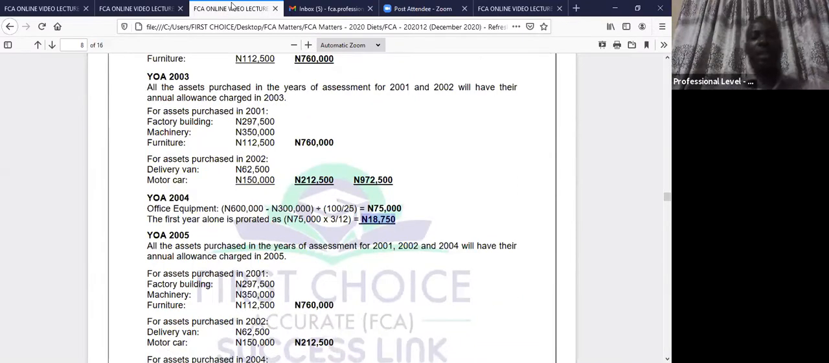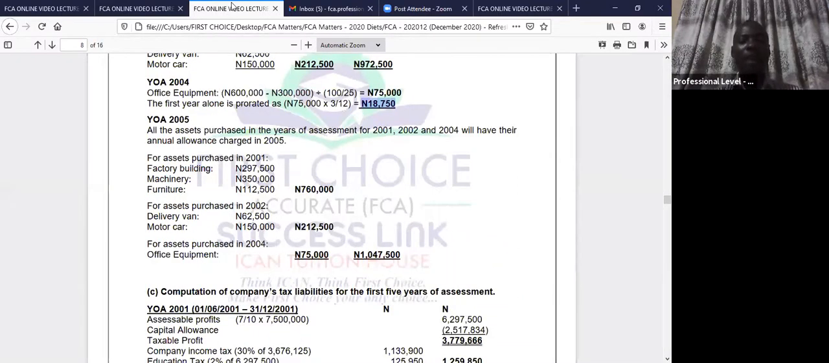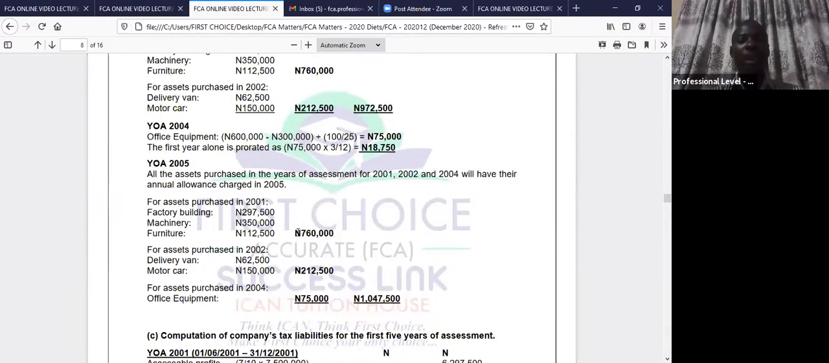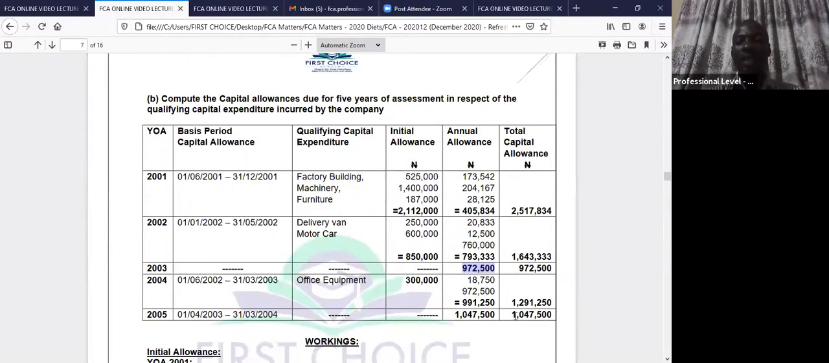Now we'll go to the last year, which is in 2005. In 2005, we did not buy any assets, and so there will be no initial allowance. But what will happen to the annual allowance? For asset purchased in 2001, calculated 760. For asset purchased in 2002, calculated 212. For asset purchased in 2004, you put the full value of 75. You add them up together, you have your 1,047,500. That's your annual allowance for the last year. So that becomes the total annual allowance here.